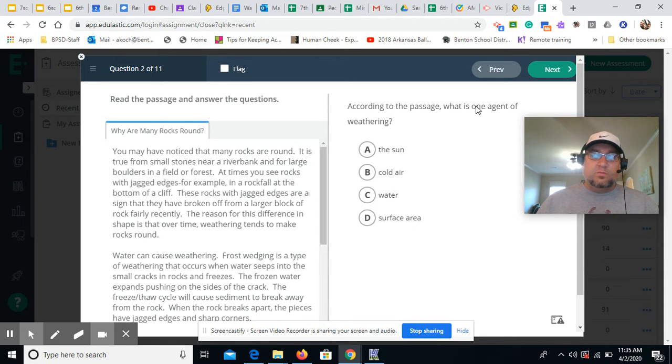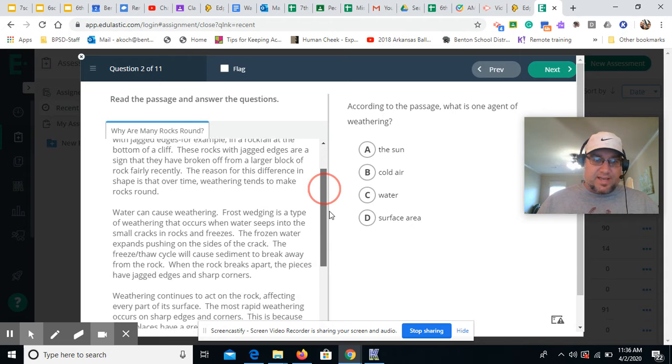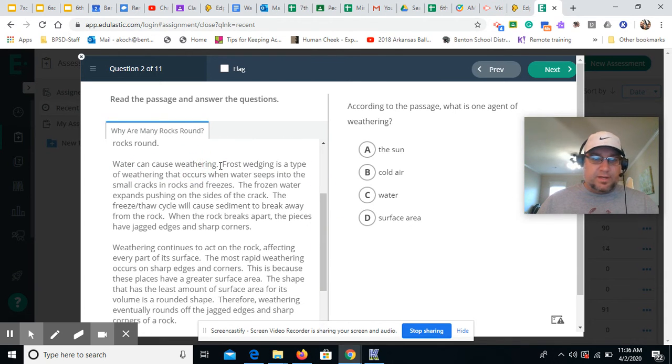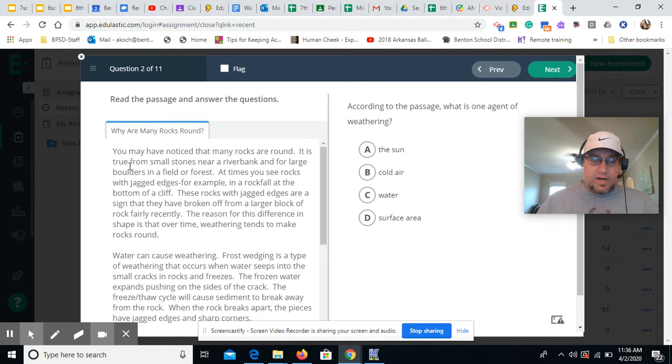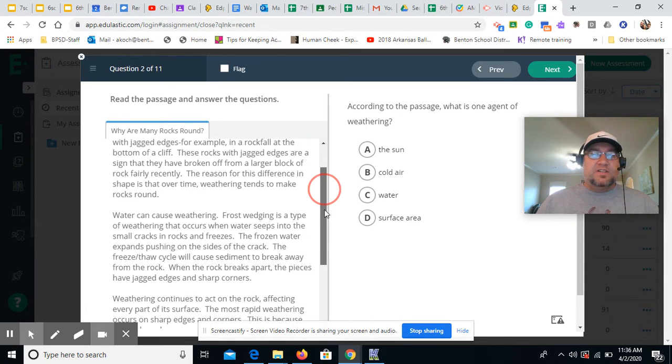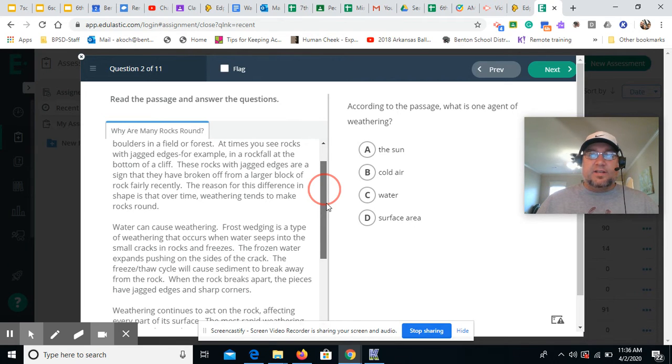According to the passage, what's one agent of weathering, right? Well, after you've read this first, the part is just to scan where you see weathering, which is going to be all over the place. But where do you see the word agent, right? An agent means a thing that does it. Think about like a free agent in sports is a person who can go join any team, right? Or you think about agent sometimes with like a FBI agent or like a government agent. They're a person with a job. So what is the thing that's causing this weathering?